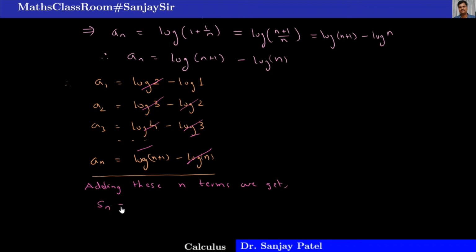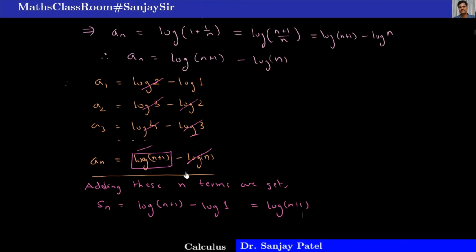Sn, because the left hand side is a1 plus a2 plus a3 up to an, and that we call Sn. And on the right hand side, if we add all this, what is left is only this term, log of n plus 1, and this log 1, but log 1 is 0. Still let me write this way, log of n plus 1 minus log 1 will be left, which is nothing but log of n plus 1, as log 1 is 0.